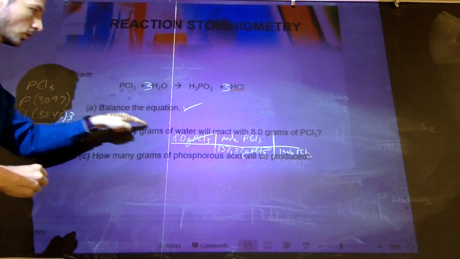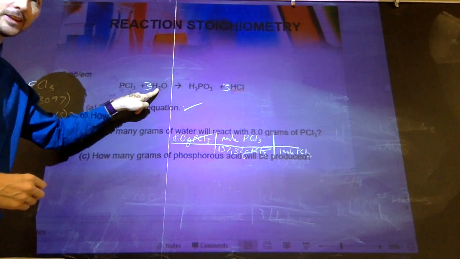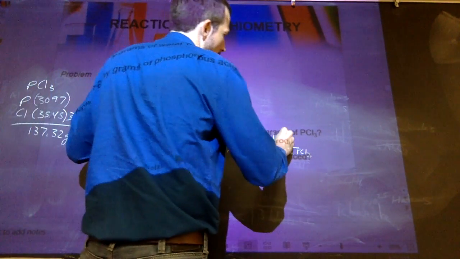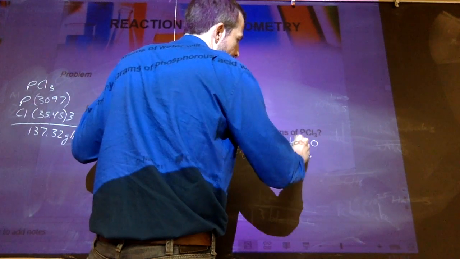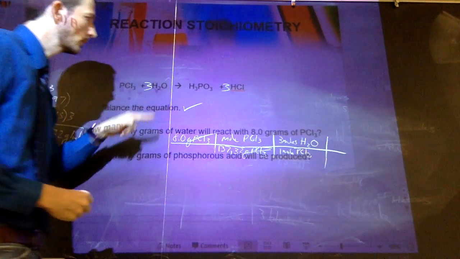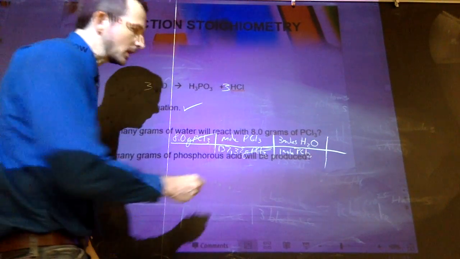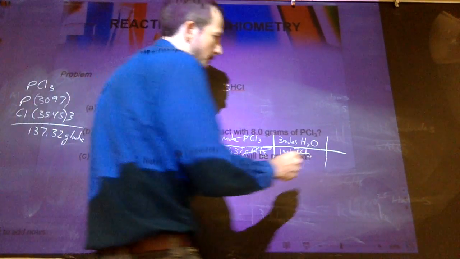And what am I looking for? Grams of water. So I'm going to go to water. So I look up water in my formula. It takes 3 moles of water, reacts with 1 mole of PCl3. And then it says how many grams of water. This would give me moles of water. So molecular weight of water is 18 approximately.